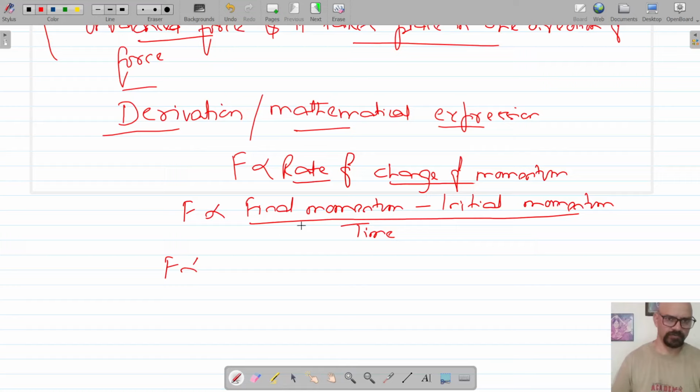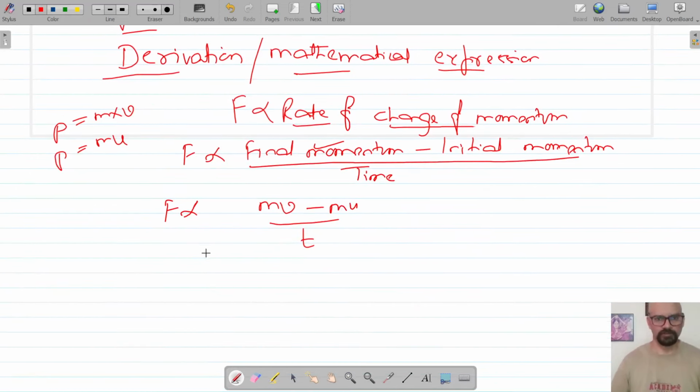Okay, now the final momentum, we know that momentum is denoted by P, and the formula for momentum is P is equal to m into v. For final momentum, let's take the final velocity v, and for the initial momentum, that would be equal to m into u, and for time it's t. Okay, so this becomes F is directly proportional to, let's take m common, (v minus u) by t.